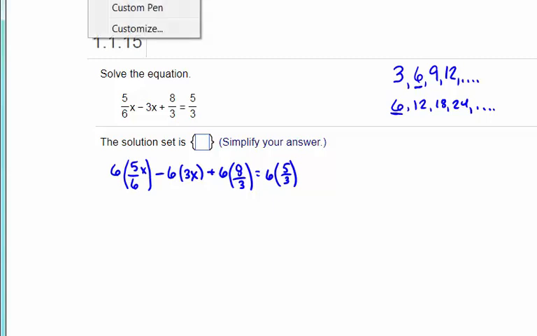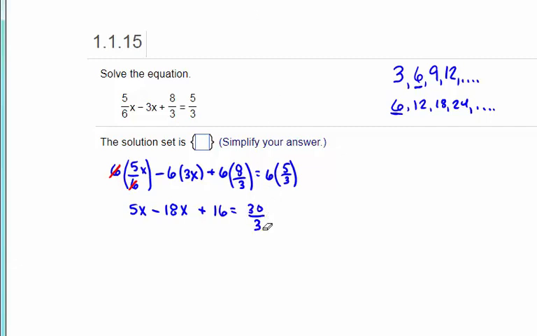And so when we go now to look at what cancels, we note that this 6 and this 6 cancel, which is going to leave me just a 5x. Here we have 6 times 3 is 18x. Here we have 6 times 8 is 48 over 3, and 48 over 3 is going to end up, if you put that in your calculator, you'll see that that's 16. So I'm going to go ahead and write that as 16. And here we have 6 times 5 is 30 over 3, and 30 over 3 is 10.